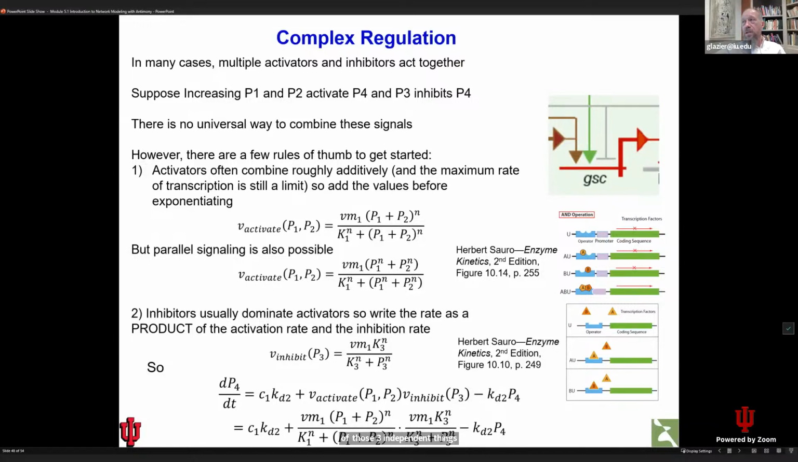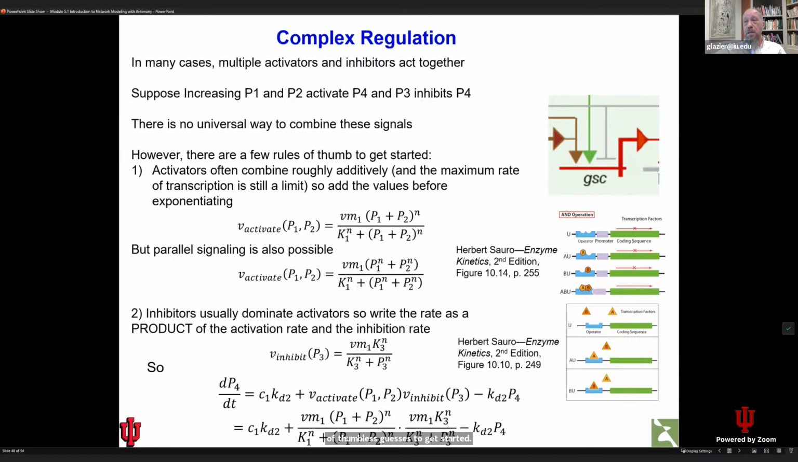You could imagine that we need to have both of our activators for our gene to be transcribed. That would be a diagram like this. Or that either activator could separately turn the gene on. This would be an and, the second one would be an or, or it could be something more complicated. How does the inhibitor affect the activator? There's no universal way to do this. It depends on the particular gene. However, there are a couple of rules of thumb as guesses to get started.